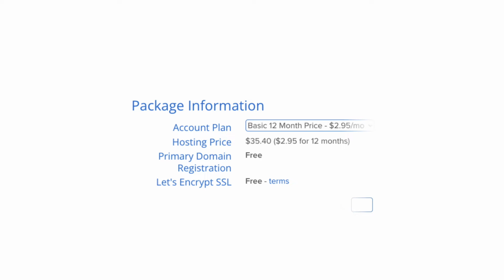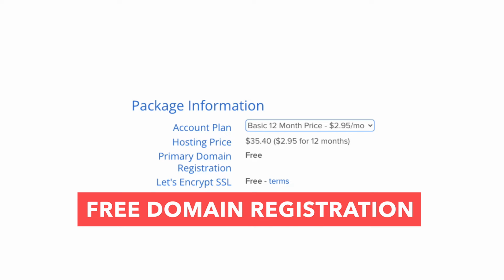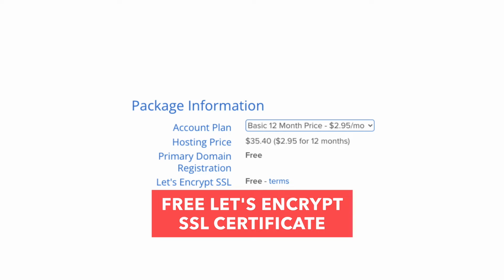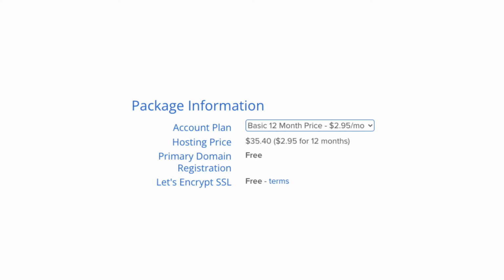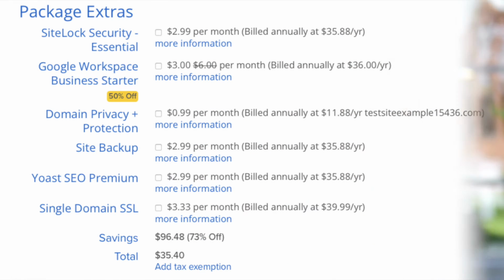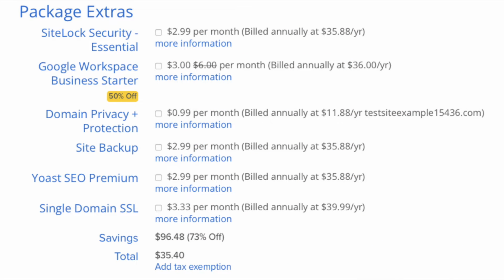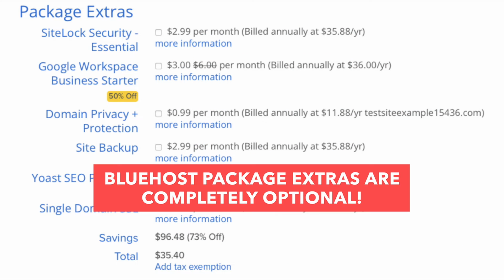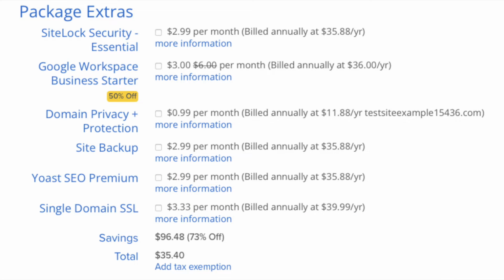Next is the Package Information section. You'll see domain registration free, as well as the Let's Encrypt SSL certificate being free. Next is the Bluehost Package Extra section. What you see here can vary on the plan you chose, as some plans come with some of these, or if you didn't choose a free domain name, domain privacy won't show. All these Bluehost Package Extras are completely optional and up to you whether you want any of them or not.